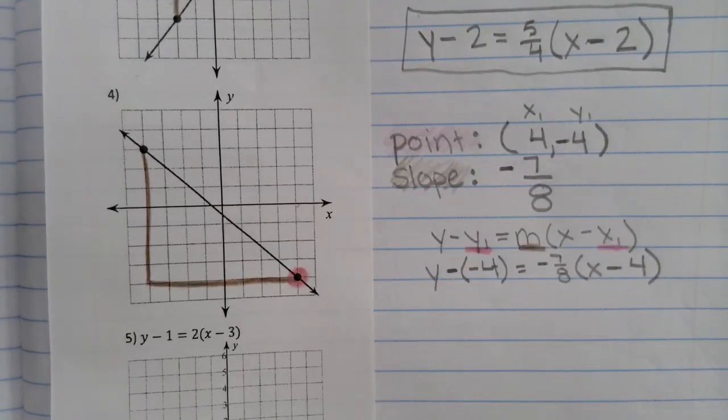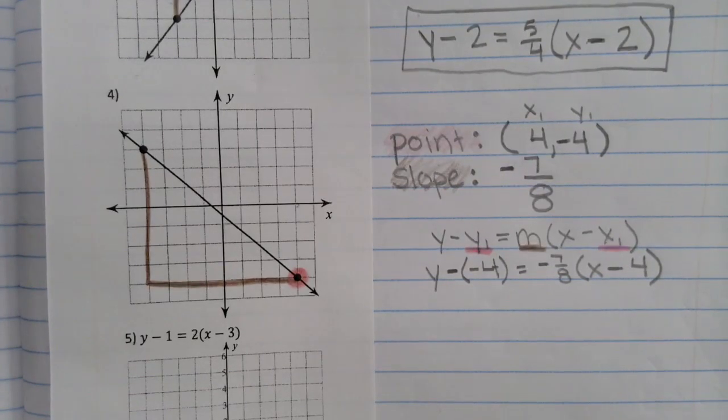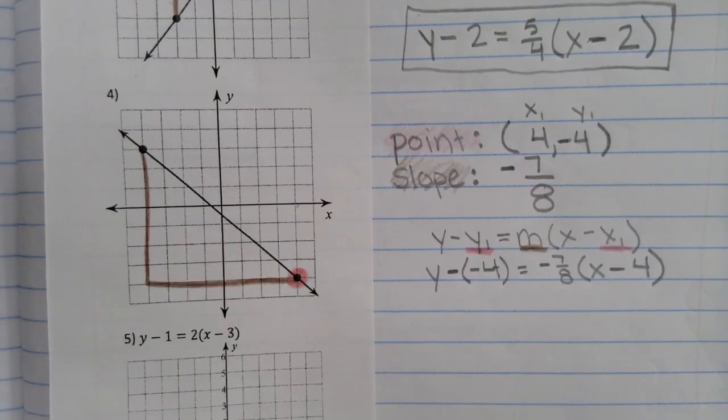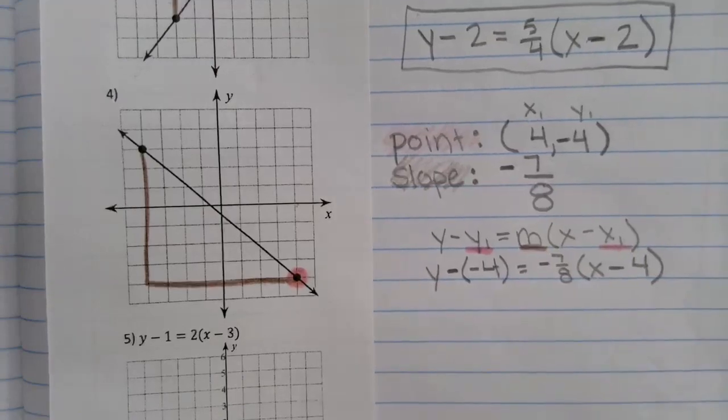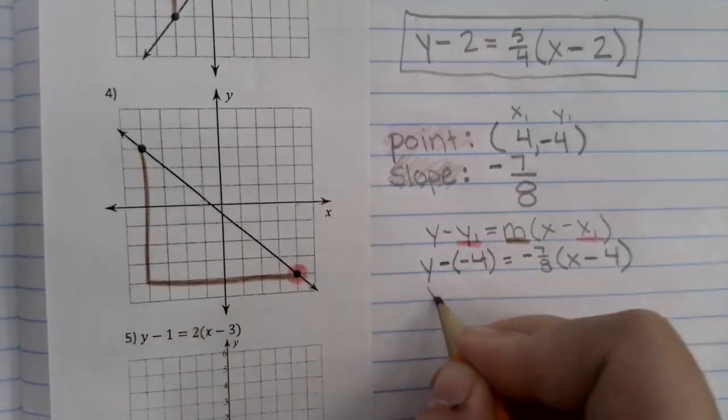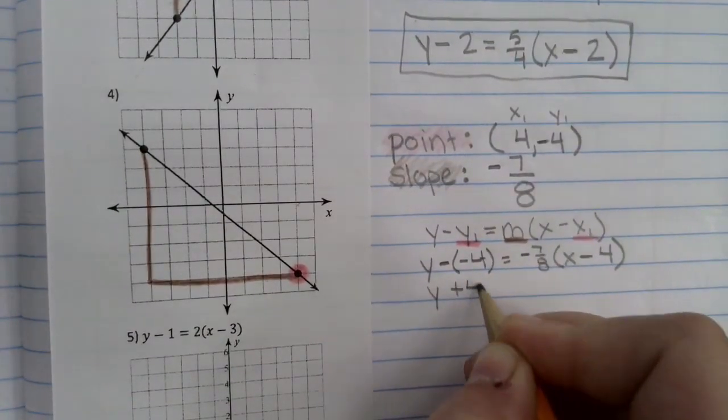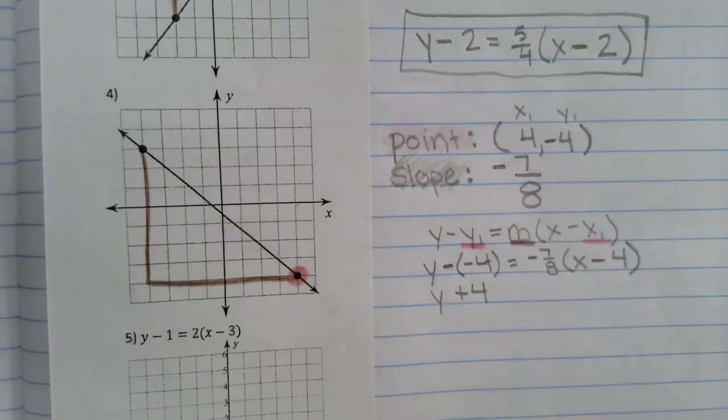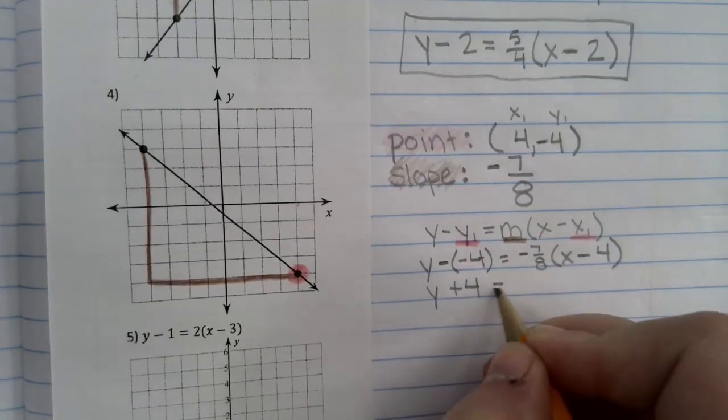But again, we want to make it a little simpler for our reader. So which part could I change to make it a little bit easier? Yeah, this minus negative 4, we would write it as y plus 4. Why? Because it makes it a little easier rather than saying minus negative 4.